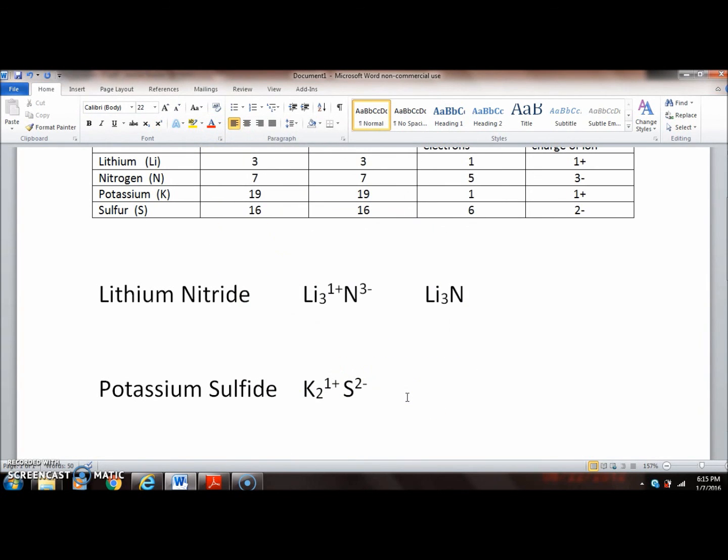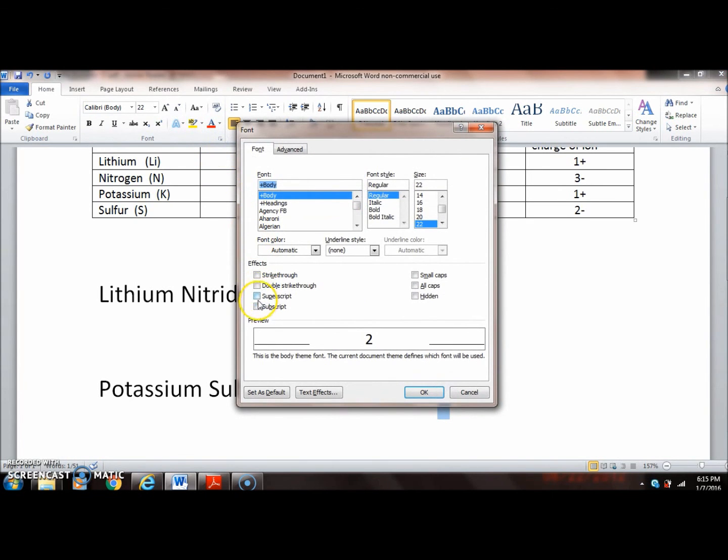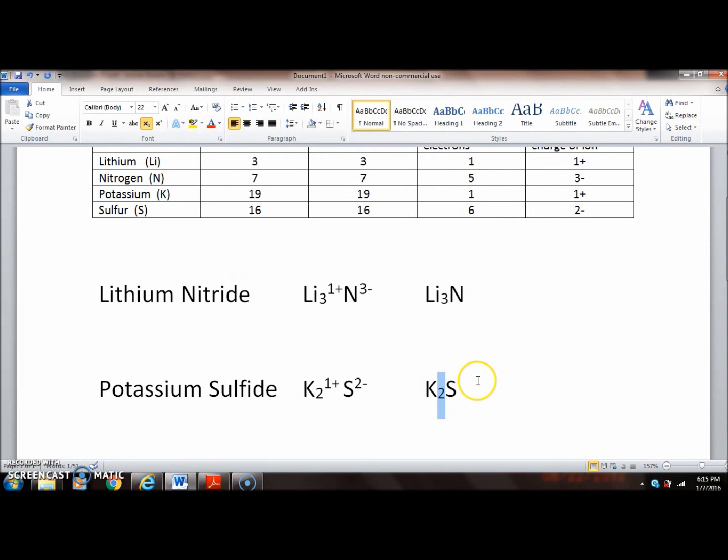So our final chemical formula is going to look like this. It's going to be K2S. So one molecule of potassium sulfide, its chemical formula will be K2S. 2 atoms of potassium and 1 atom of sulfur. And that's how you do ionic bonding and figure out how to write chemical formulas for ionic bonds.